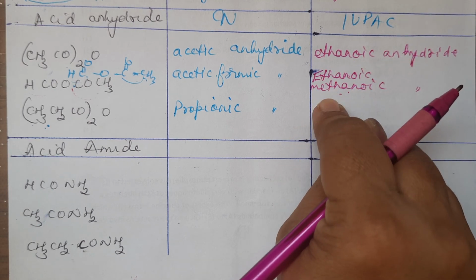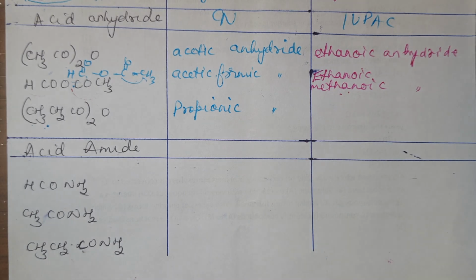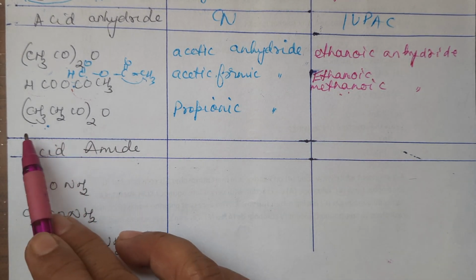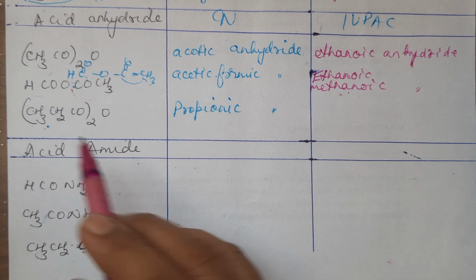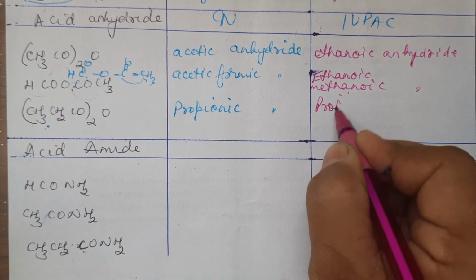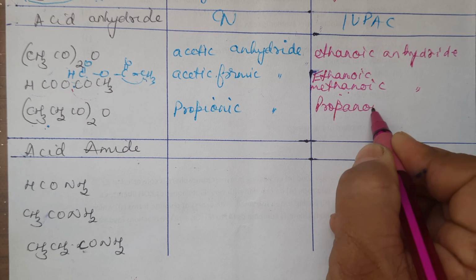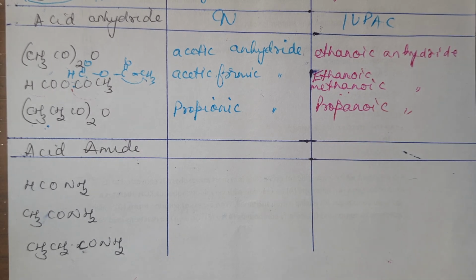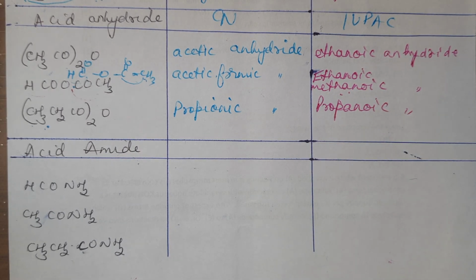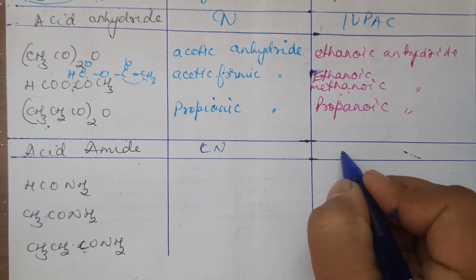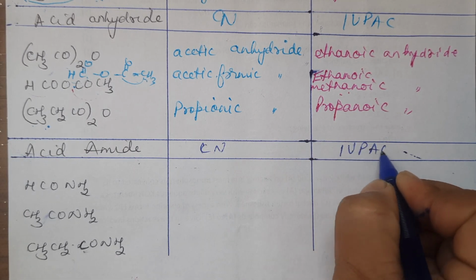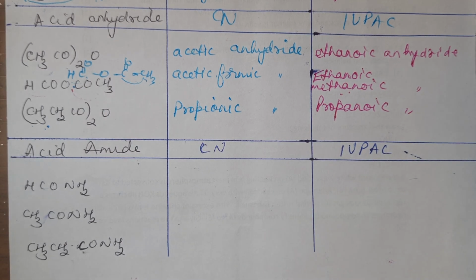Anhydrides, if you remove water from the acids, then you will get the anhydride. This is obtained from propanoic acid. So it is named as propanoic anhydride. Clear? Okay. Now let us take the last acid derivative, their common names and IUPAC names.